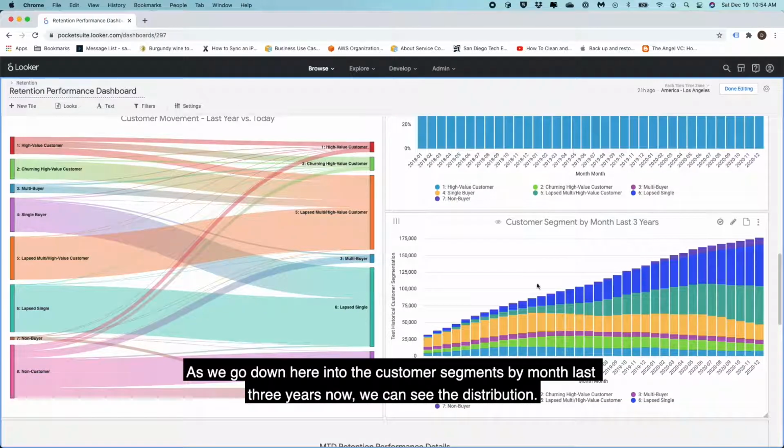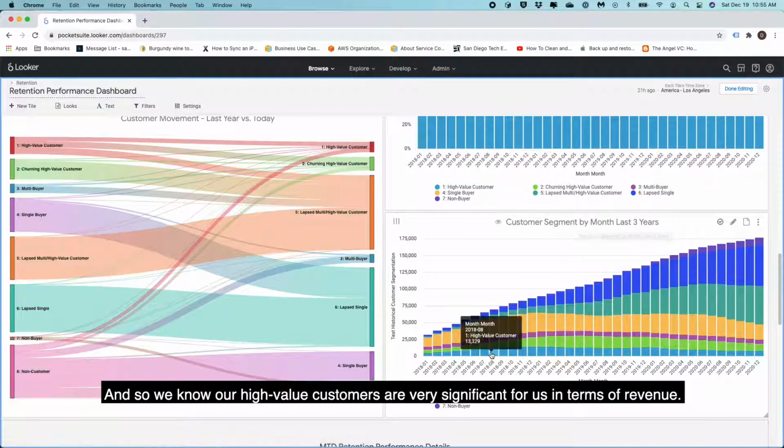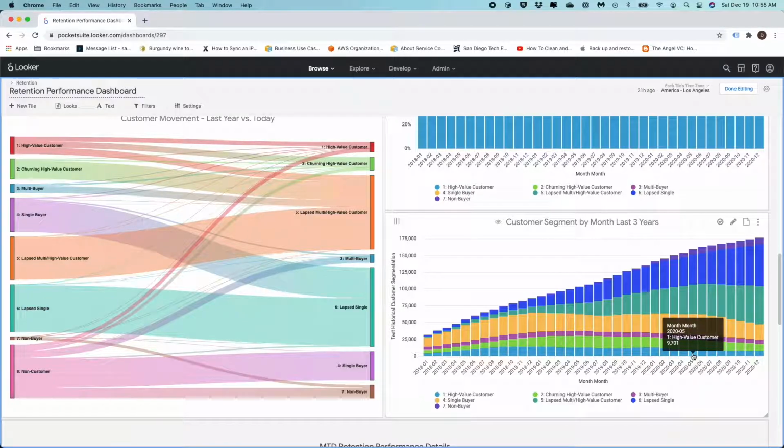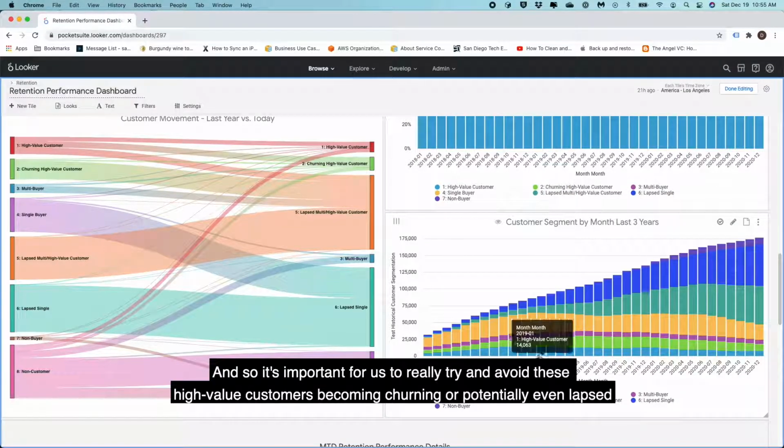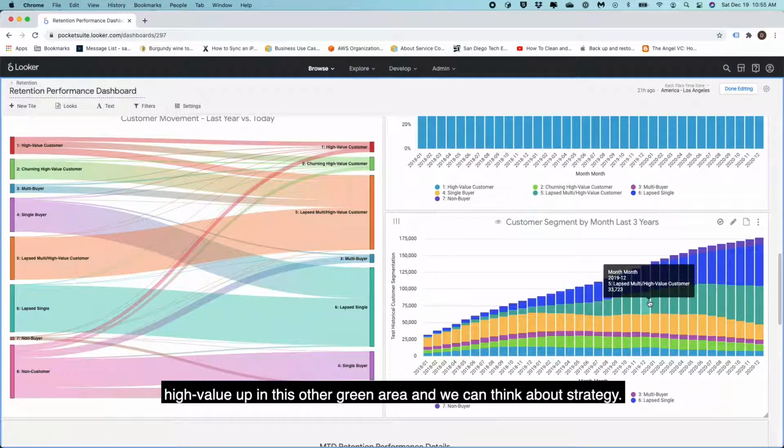As we go down here into the customer segment by month, last 3 years, now we can see the distribution. And so we know our high value customers are very significant for us in terms of revenue. We see that they're pretty stable or decreasing a little bit in total size of customers. And so it's important for us to really try and avoid these high value customers becoming churning or potentially even lapsed high value up in this other green area. And so we can think about strategy.